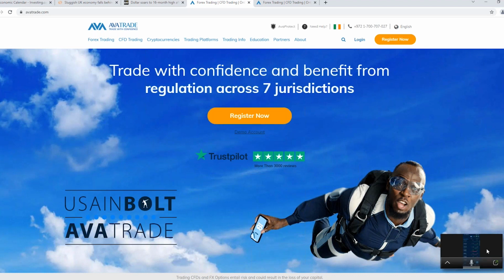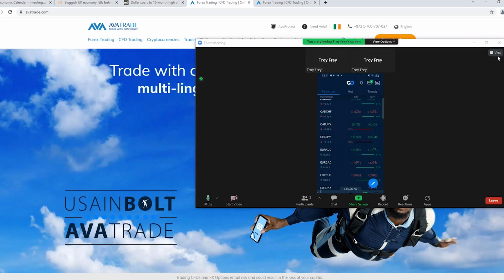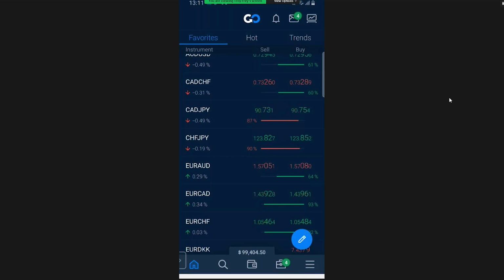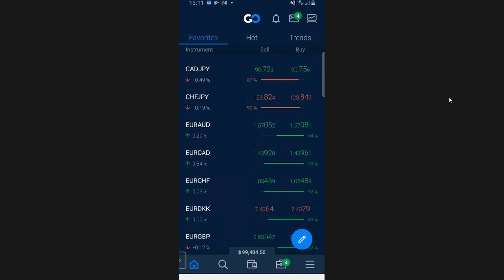Now, what I'd like to do is expand my phone screen and share this with you. And what we're looking at then is the AvaTrade Go mobile app.